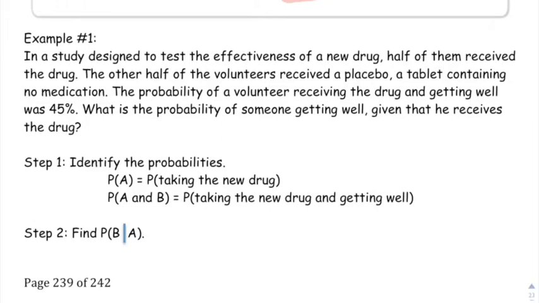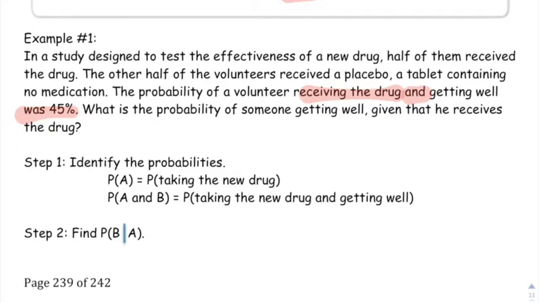The other half of the volunteers received a placebo, a tablet containing no medication. The probability of a volunteer receiving the drug and getting well was 45%. So notice here, this is the "and" word here. So if they received the drug and they got well, that was 45%, and that's out of everyone total there.